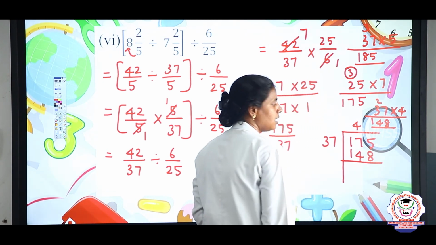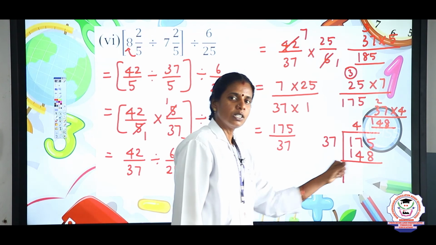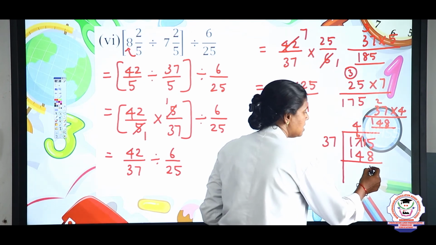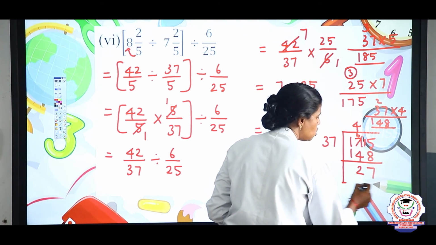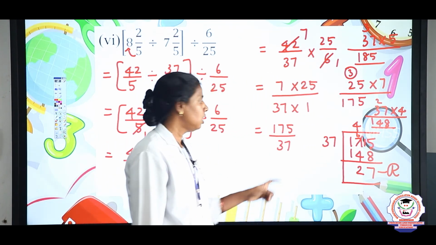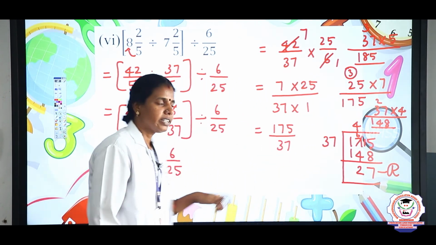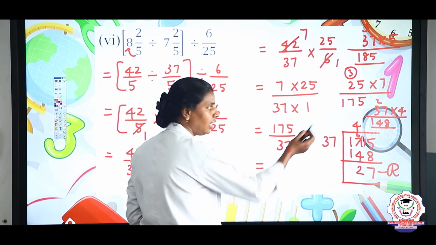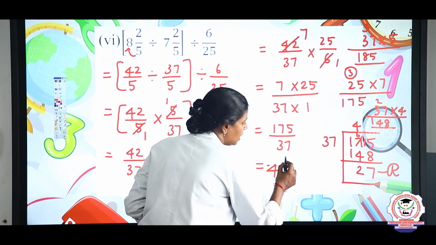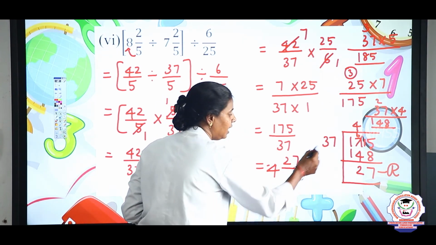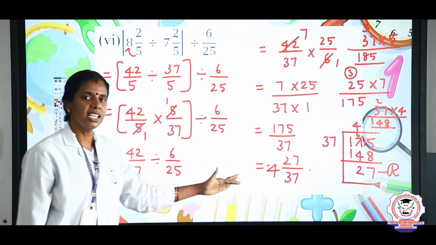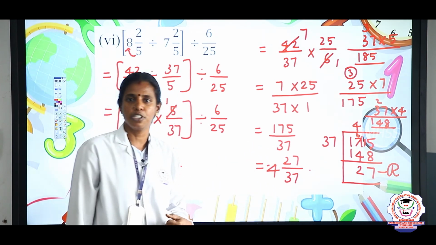Now subtract this, 175 minus 148. See, 15 minus 8 is 7, 6 minus 4 is 2. So 27 is the remainder and 4 is the quotient. So to write this in mixed fraction, in the whole number place we are going to write the quotient, which is 4. And the numerator is the remainder 27, by the divisor 37. Is it clear how to convert this, and we need to write the answer in mixed fraction, children.